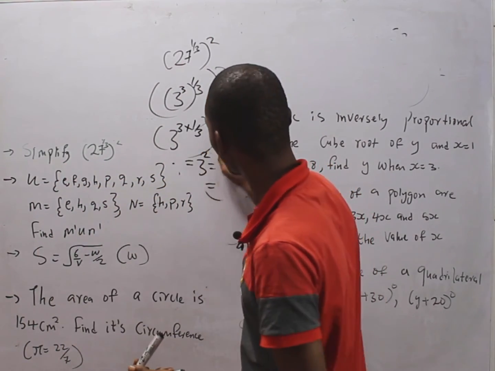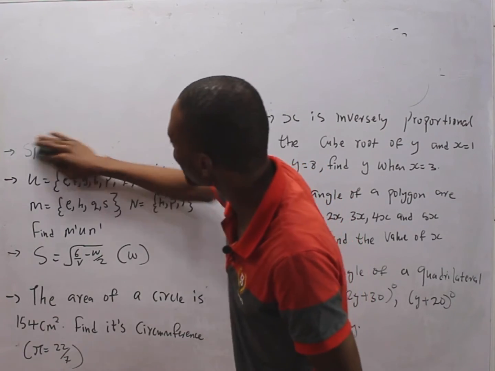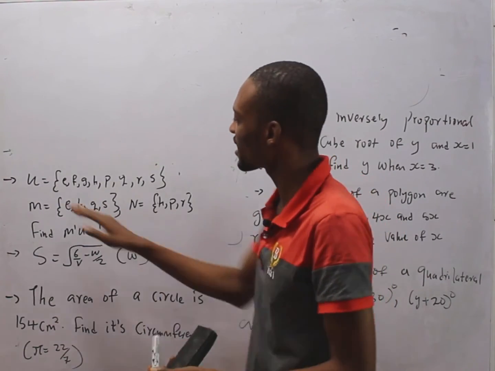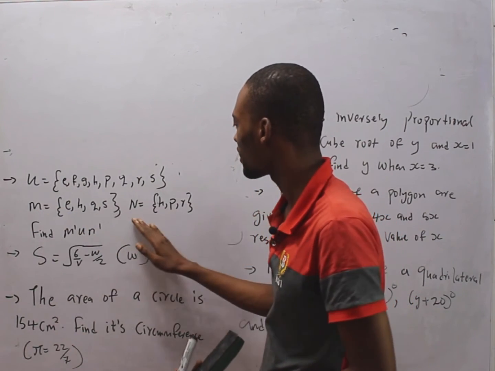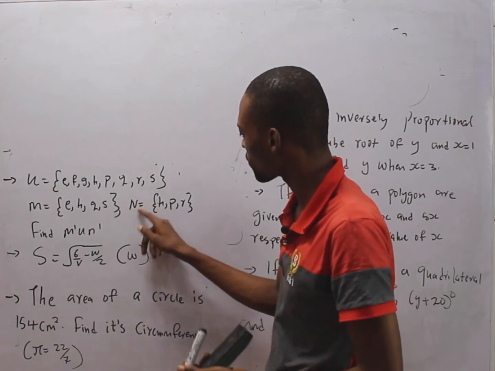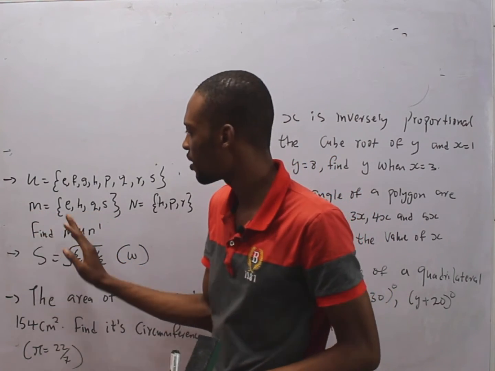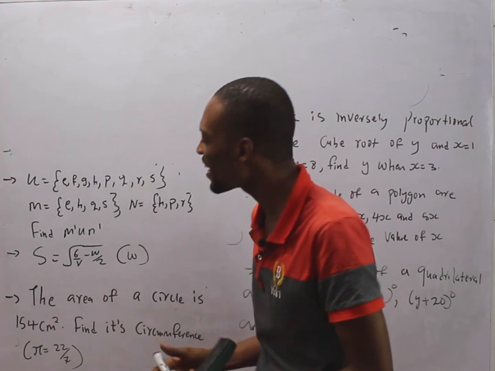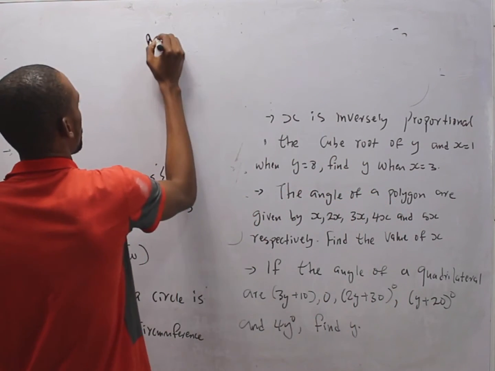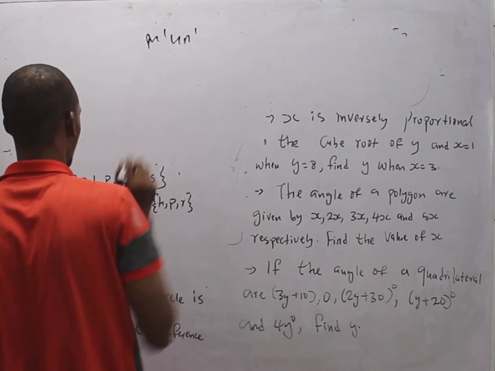And the next question is under sets. We are given the universal set U, and we are given subsets M and N. These are the members of N. These are the members of M, and these are the members of the universal set. It says find M prime union N.